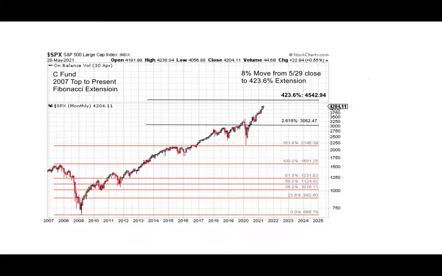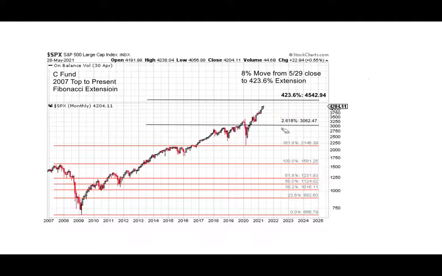Extensions, the most common Fibonacci extension is 161.8, right? Which is the 1 over, or the 1 times of the 61.8% retracement level. So, and it's all in Fibonacci sequences. So the next one is 261.8. The one after that is 423.6.